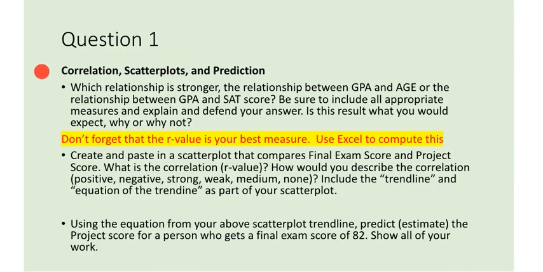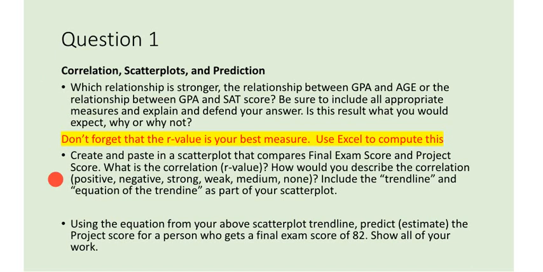Question 1 concerns correlations, scatter plots, and your prediction. You'll recall that we talked about this back towards the week 3 of the course. What we're dealing with right here is relationships between GPA and age. So the problem itself says which relationship is stronger, the one between GPA and age, or is there a relationship between the GPA and an SAT score? The best measure for this, don't forget, is to use your R value. If you recall, we talked about scatter plots and correlation, and an R value being the measure of this. So use Excel to help you compute this. It's kind of hard to do by hand.